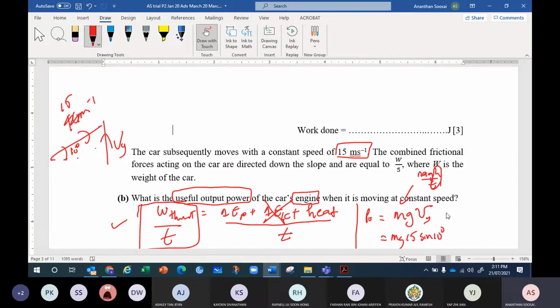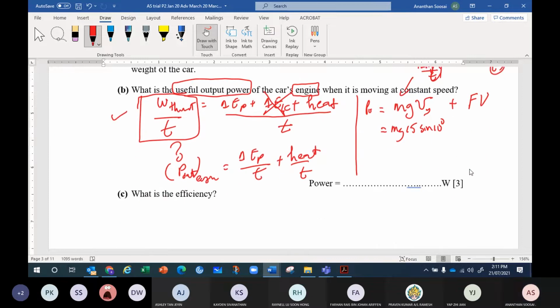This is mgh over time, plus heat over time. Heat is force times distance travelled, over time. The s over t is v, 15 meters per second, the actual speed, because friction acts diagonally on the surface, and the 15 meters per second is also parallel to the surface. So this we can write as Fv.